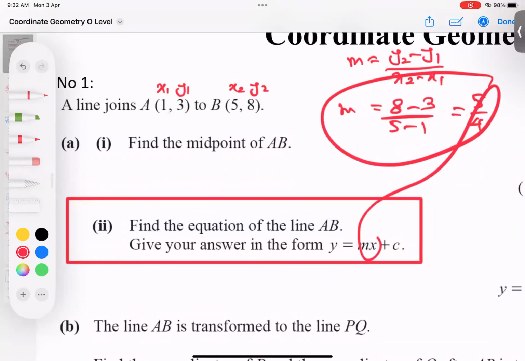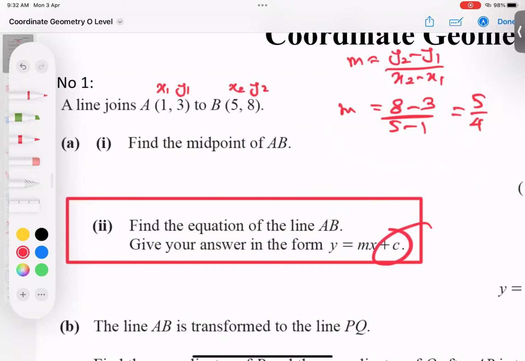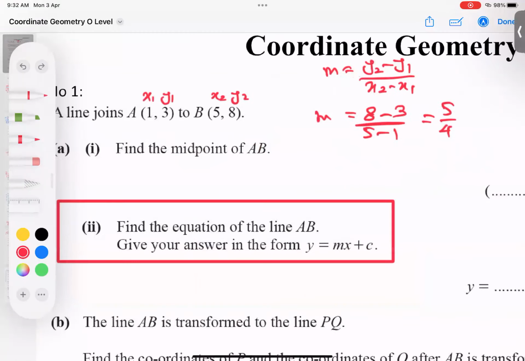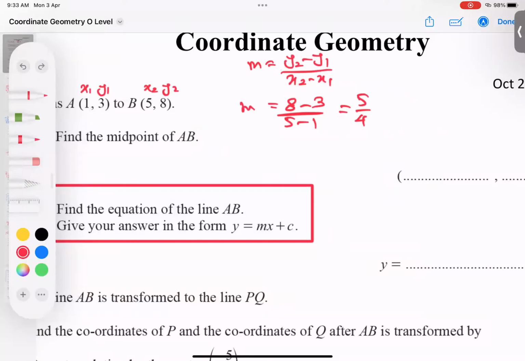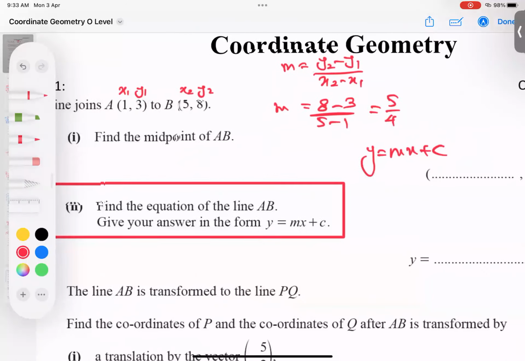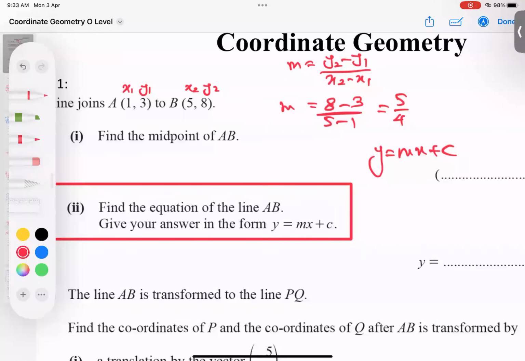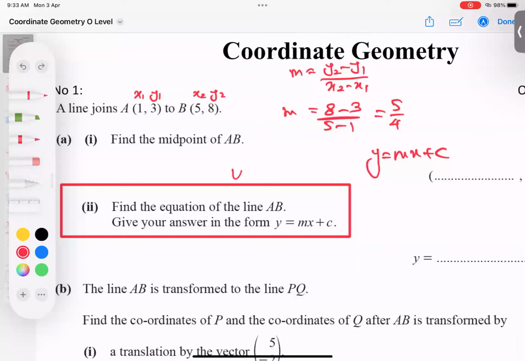Okay, now what is missing? M, I got it. Alhamdulillah Rabbil Alamin. What is missing? C is missing. So how to get the C value? I will start here. y is equal to mx plus C. And you remember I said before, you can take any point you like. You take this point or you take this point, no effect will come. So I think I'm going to use A. I'm going to use the A coordinate, 1, 3.